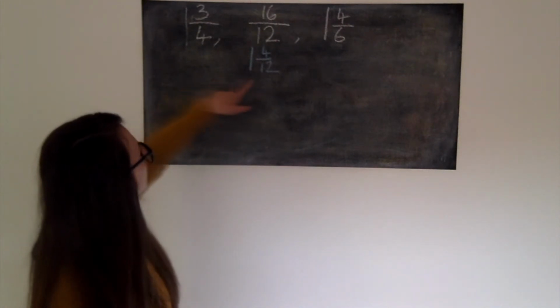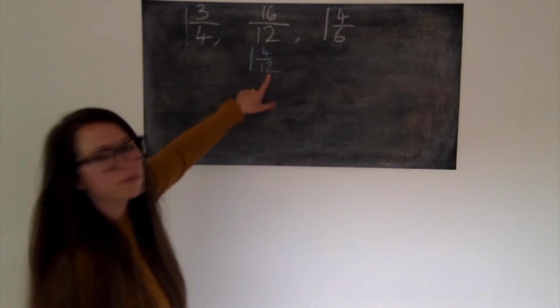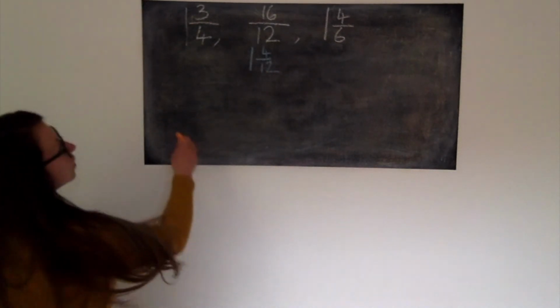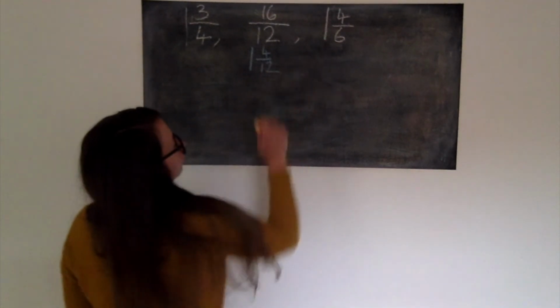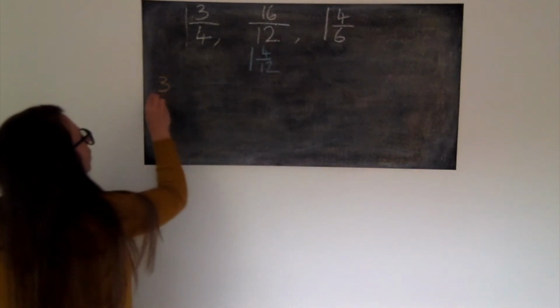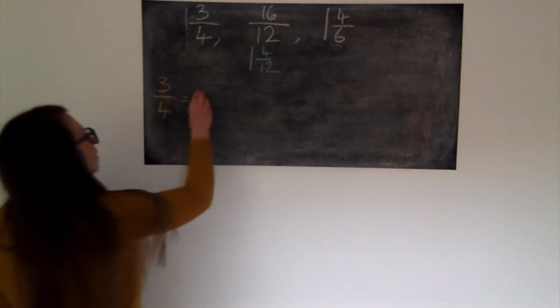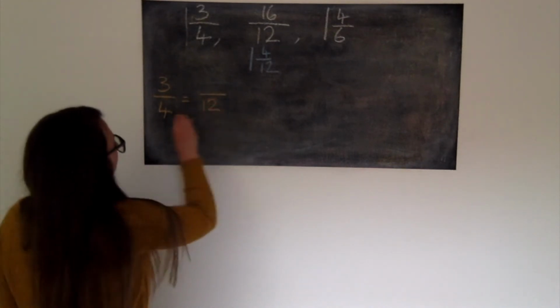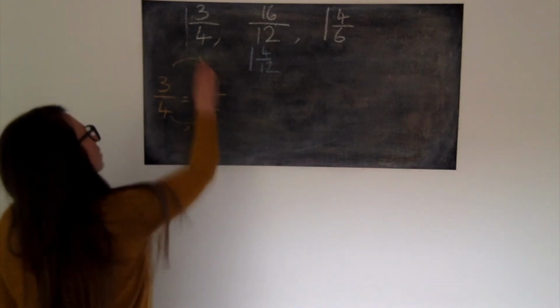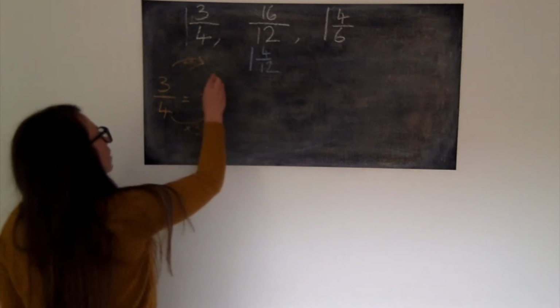But I can recognise that, well, actually, I can turn them all into 12ths. 4 I can turn into 12ths and 6. So let's do that now. They've all got a whole number, so again, now I can forget about that. So 3/4 is the same as how many 12ths? Times the denominator by 3, do the same to the numerator. So 3 times 3 gives me 9.